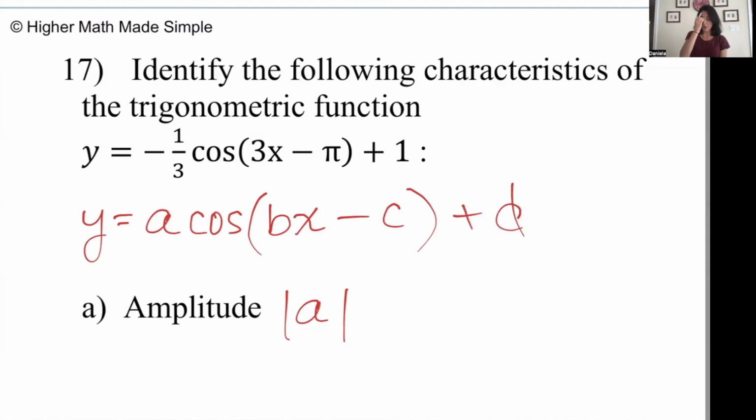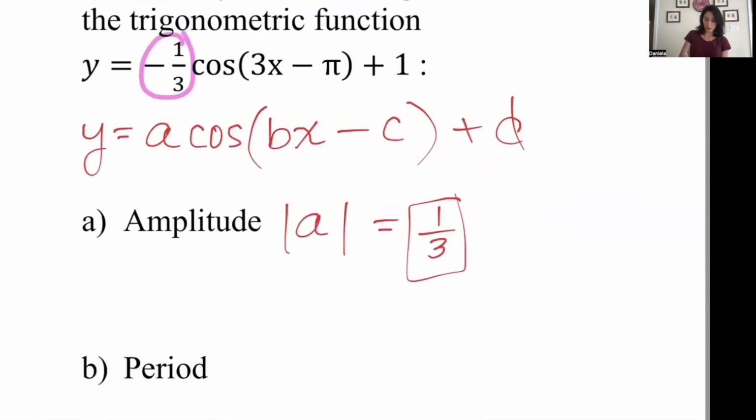So the absolute value of A, notice this A value here is negative. So remember, it's going to be positive 1/3, right? Because it's distance. That negative, by the way, would have just been a reflection over the x-axis. That's what that would mean. Okay, so again, the amplitude is 1/3.